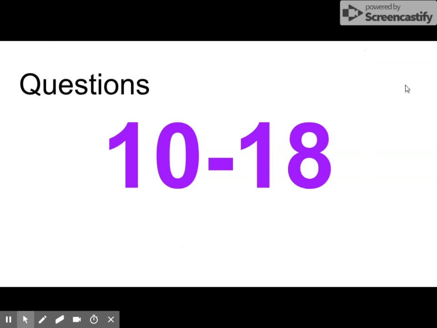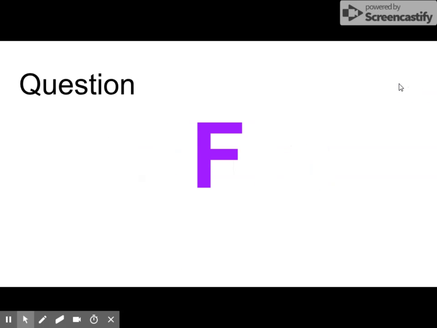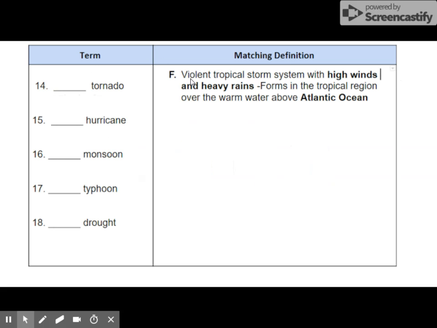Questions 10 through 18. Question F. Violent tropical storm system with high winds and heavy rains. This forms in the tropical region over the warm water above the Atlantic Ocean. Tornado, hurricane, monsoon, typhoon, or drought.